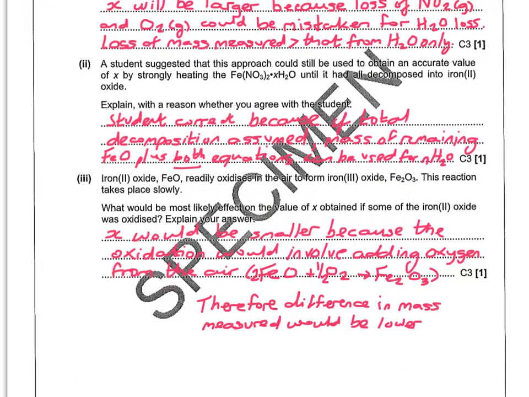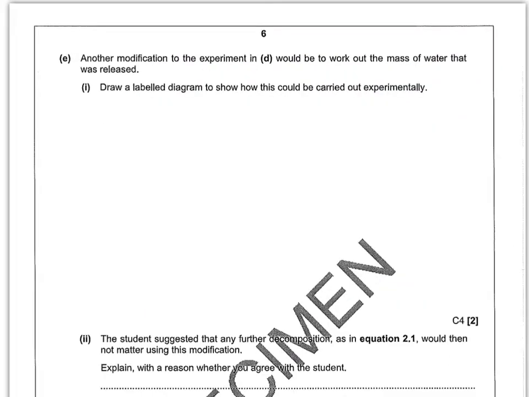Okay, so going on to the final part of the question. In part E, it has another possible modification, which would be to work out the mass of water that was released. Now obviously, the water is released as a gas, because you're heating the hydrated salt strongly. So you need to think about how we could collect this. Normally you'd not heat a solid using this apparatus, but it asks you to draw a labelled diagram to show how this could be carried out experimentally.